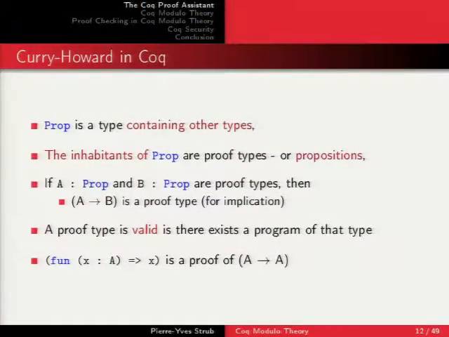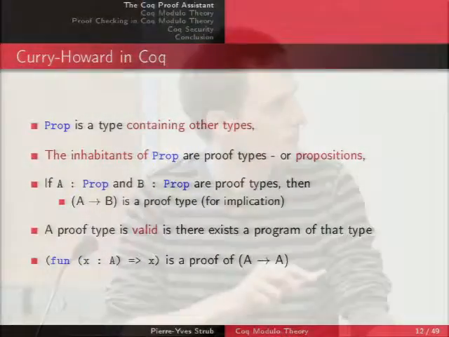So how do we do this in Coq? In Coq, you introduce a type Prop for containing other types. What will be the inhabitants of Prop? There will be proof types, or propositions. For instance, if A is of type Prop and B is of type Prop, then the arrow type from A to B is a proof type, or a proposition, for the implication of A implies B. A proposition is valid if there exists a program of that type. For example, this is Coq syntax here, the function taking an x of type A and returning x, this function is taking an A and returning an A. So this is a proof of A implies A.